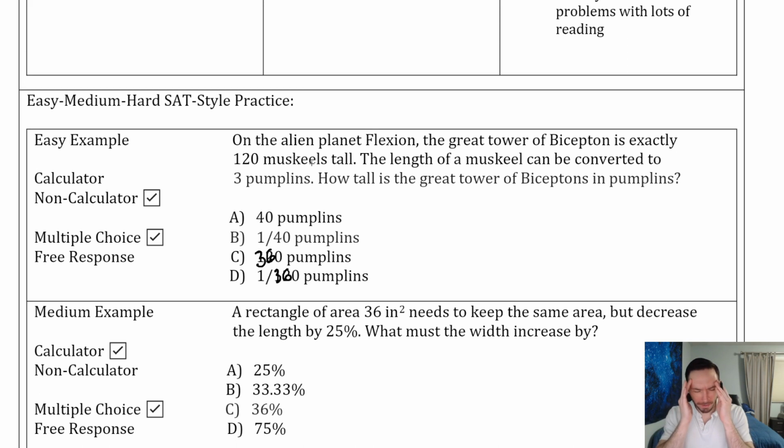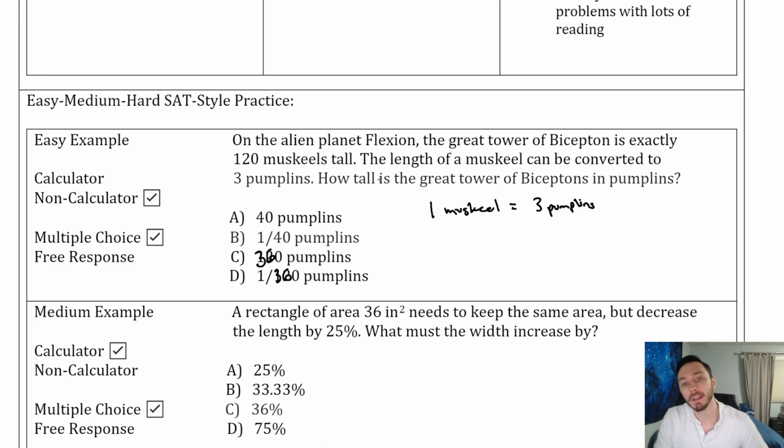So 120 maskeles tall. I have this tower that's 120, okay, whatever a maskele is, sure. The length of a maskele, okay, this is important to know, can be converted to 3 pumplins. Let's set up a conversion. 1 maskele is equal to 3 pumplins. Okay. It's already tempting to want to throw this into a hard category, but it's actually not, so long as you can throw yourself into this situation rapidly and withstand that whiplash.